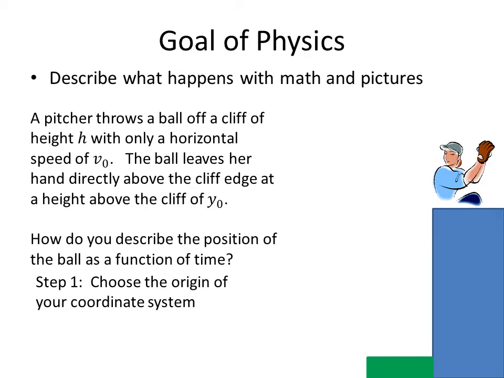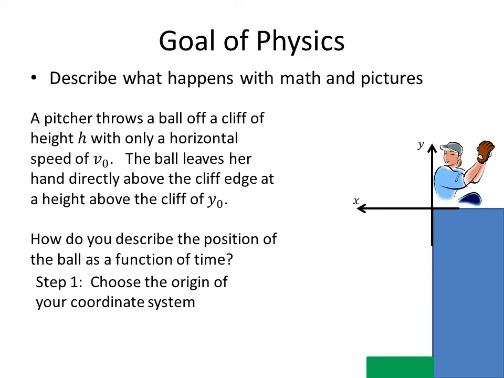Well, the first step is to choose the origin of your coordinate system. There are many possible choices. One good point would be the position where the ball leaves her hand. The reason for choosing this is that once it leaves her hand, she's no longer affecting the ball, and the motion is relatively simple.